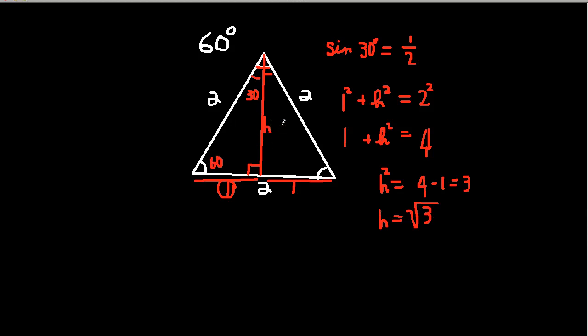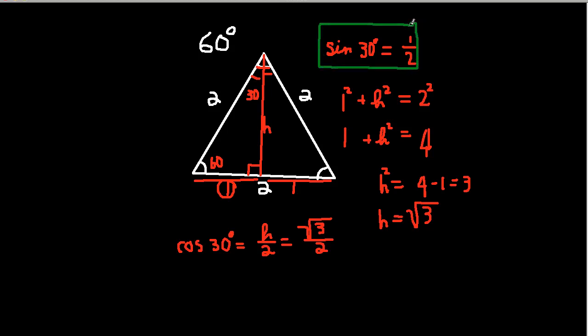So now we have the length of h, and we can compute the cosine of 30 degrees as being h divided by 2. So we have cosine of 30 degrees is equal to h divided by 2, or square root of 3 over 2. Okay, so we now have that the sine of 30 degrees is a half, and the cosine of 30 degrees is the square root of 3 over 2.